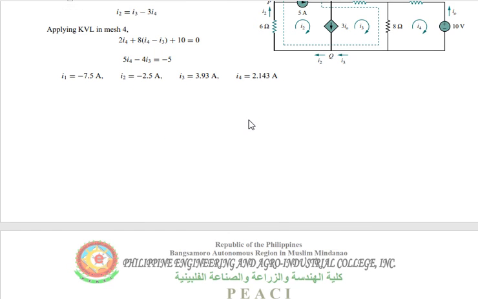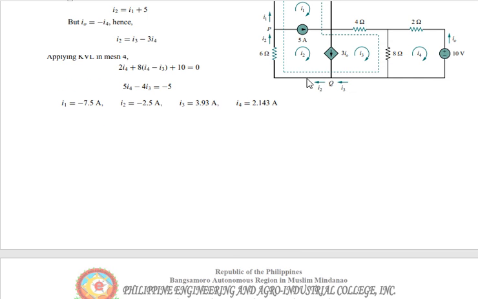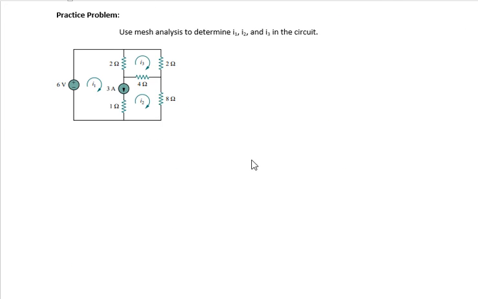Now, we have a practice problem. Here, the super mesh is this one and this one, because in between them is a 3 ampere current source. So you will make them a super mesh. Then the calculation is the same as this one, and you will get the values of I1, I2, and I3.